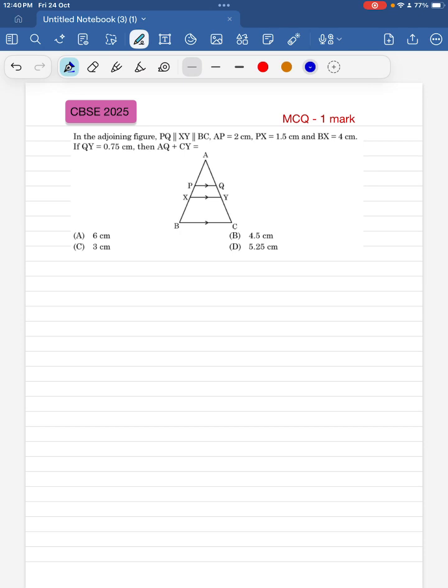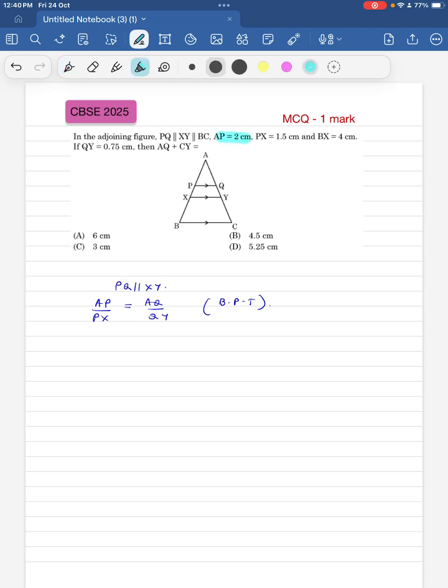Let's find out. Now here they've given you in the question that PQ is parallel to XY. So PQ parallel to XY, which means that AP by PX is equal to AQ by QY. Why is it so? Because of BPT, Basic Proportionality Theorem.